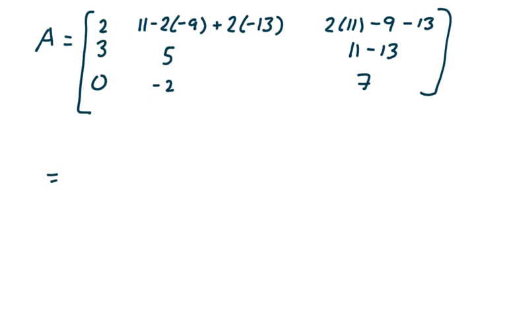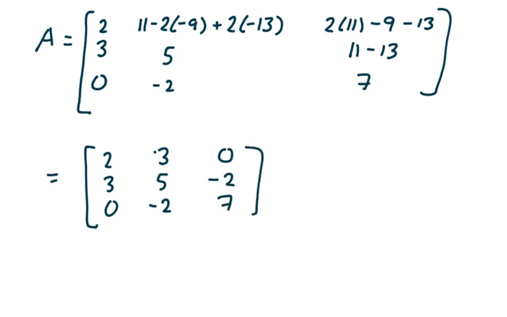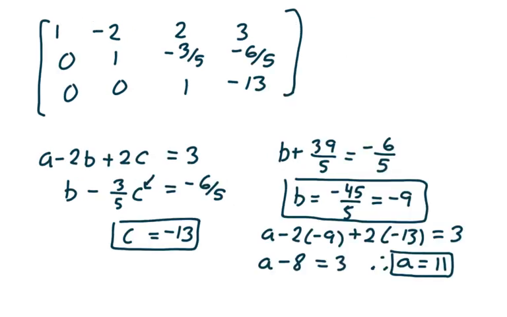And when I go to simplify this, right? 2, 3, 0 for the first column. 11 plus 18 is 29. 29 minus 26 is 3. So that's good. And then over here, I get 22 minus 22 is 0, right? Negative 2, 7. And that's what I wanted. So you can see that A is symmetric. And so those values I found for A, B, and C all work. And that's how you do problem 26.